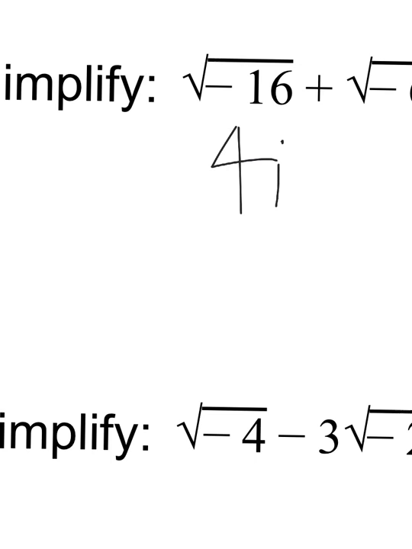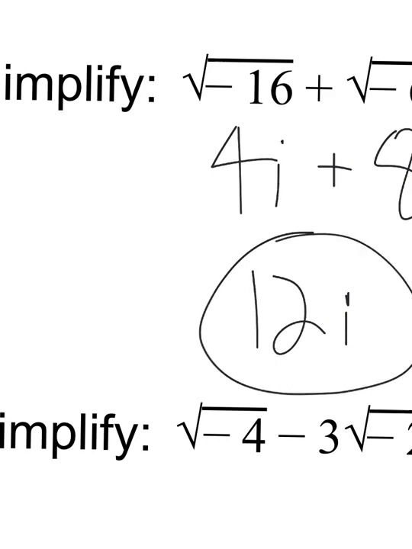Because the square root of 16 is 4, and since it's negative, put an i by it. The square root of negative 64 is 8i. So if you had the plus or minus by this, it would be kind of confusing. But if you just do 4i plus 8i, that would just be 12i. So that's what it means by simplify these.